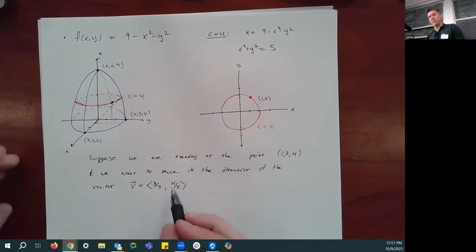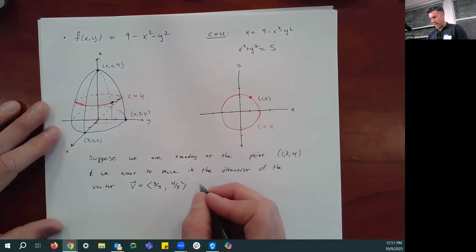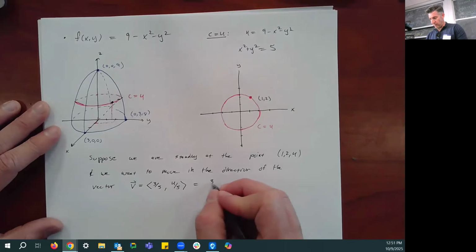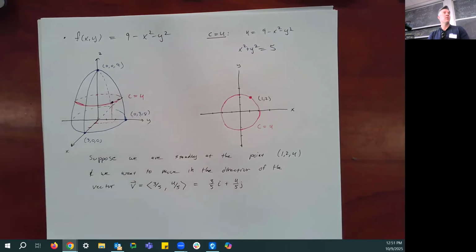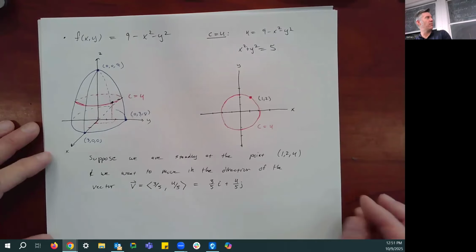Okay, so this is a typical notation, but he might write it as 3/5 i plus 4/5 j, where i is just a unit vector in the x direction and j is a unit vector in the y direction. So it's 3/5 times 1 in the x plus 4/5 times 1 in the y, which gives you 3/5 in the x and 4/5 in the y. There's other ways of writing this too, but those are pretty typical here.